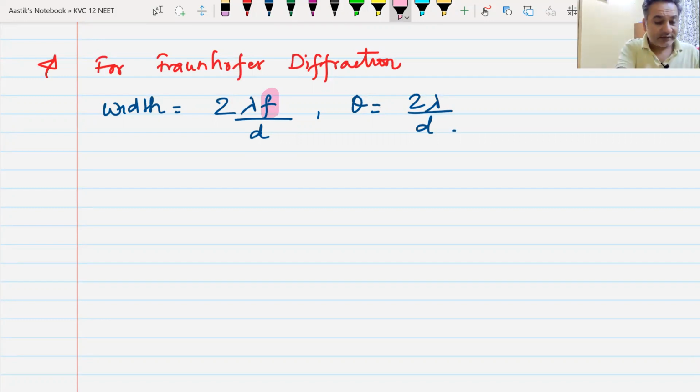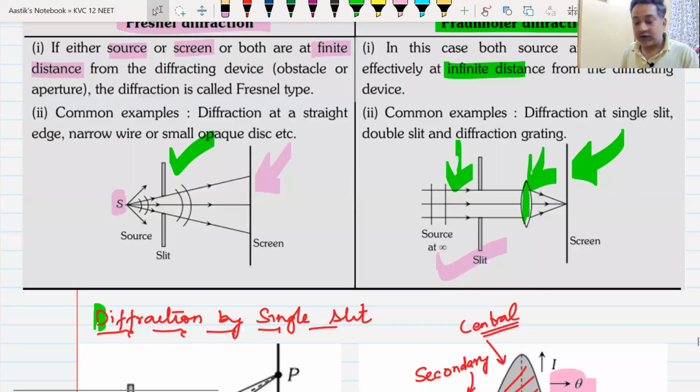What is this F, bacha? What is this F? Just written F, just for the sake of writing it. What is this F? Focal length. Of what? Focal length of the lens that we had seen. Just now I had shown you the lens. F is the focal length of the lens.